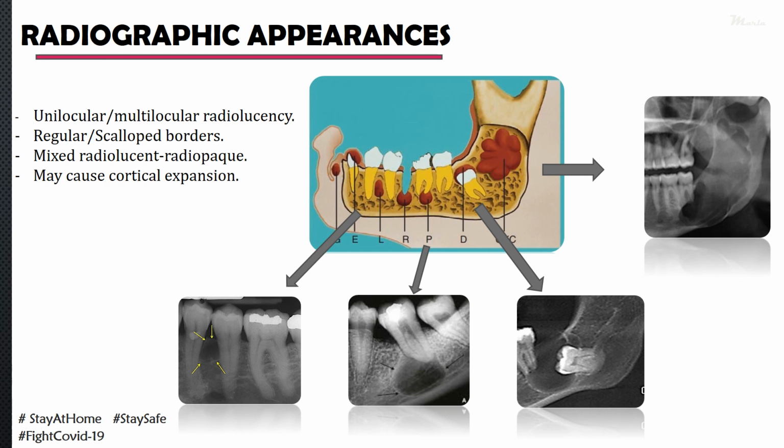Cysts may also occur in between the roots of two teeth within the jaw. This is a well-defined unilocular radiolucency occurring between the two premolars. This is an example of a lateral periodontal cyst.